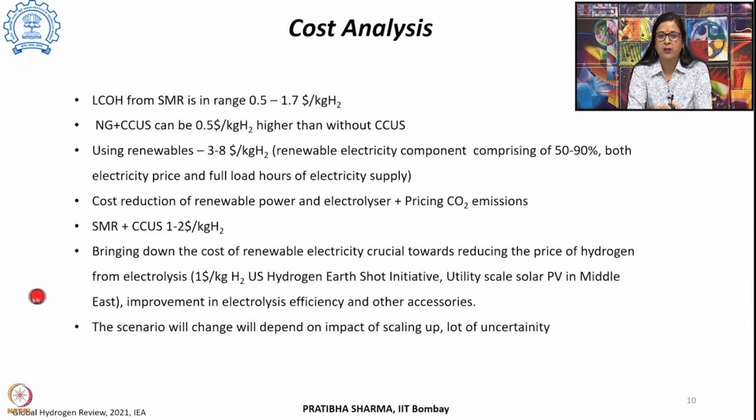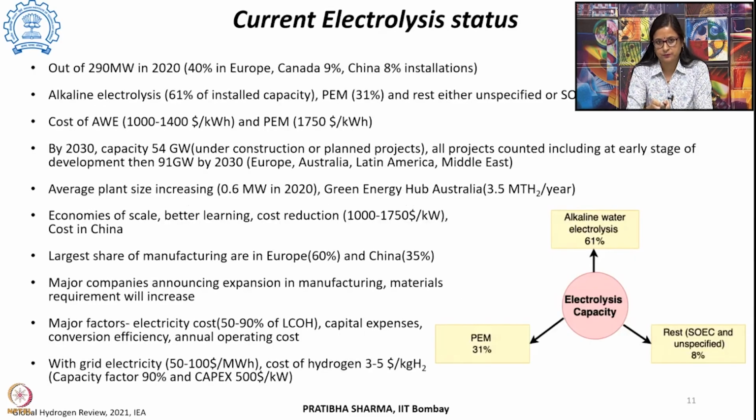At the same time, the requirement is that there should be improvement in the efficiency of the electrolyzer and the other balance of plant. It is expected that in the long run the scenario will change. There will be a reduction in the renewable price, there will be economies of scale, bringing down the cost of electrolyzer, and we will have a learning experience with this scaling up that will further lead to better understanding. But currently there is a lot of uncertainty associated with how the price and the deployment will take place in future.